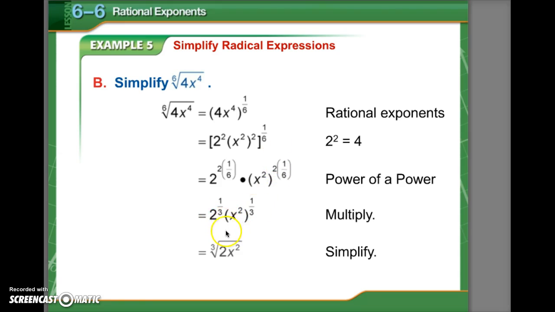So this would become, each of these is to the 1/3 power, so we can just do the cube root and put them both inside the single cube root, 2x squared. And that's our final answer.